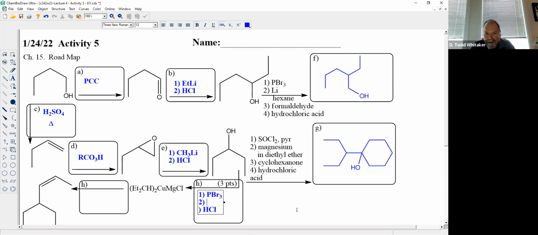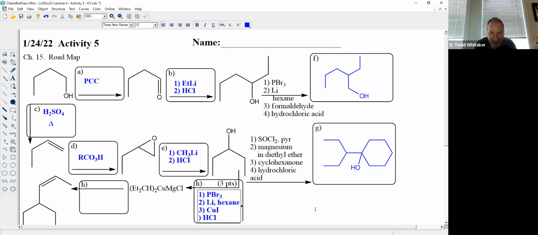Step 2, you must make it into an organolithium. You must know organolithium solvents. It's not step 3 HCl. Step 3, some kind of copper. Running out of time. It has to be this copper. And it's step 4 HCl.